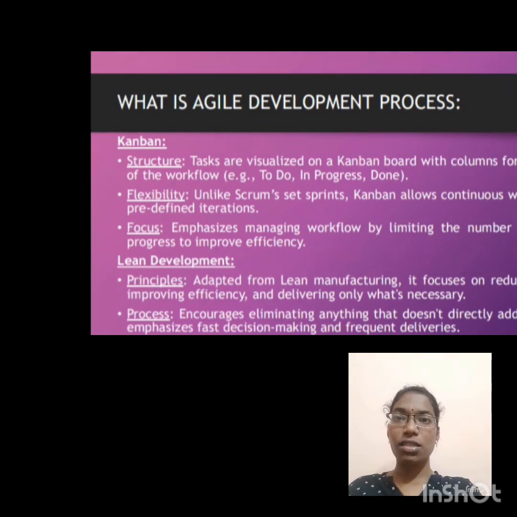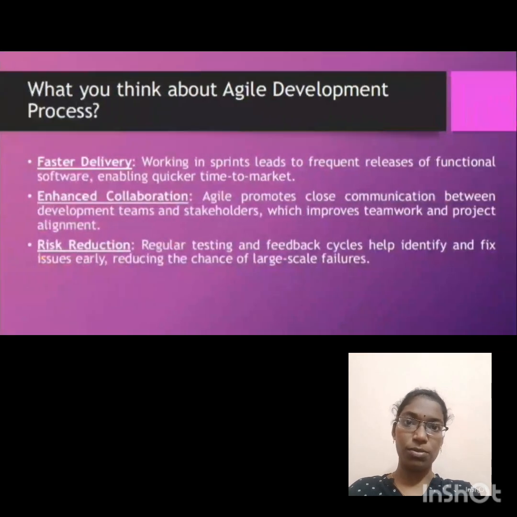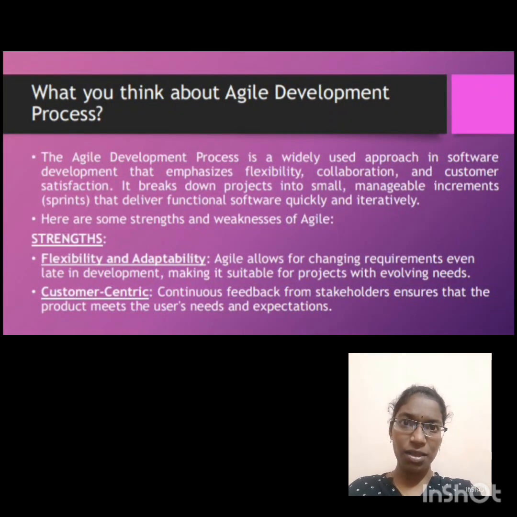Then a detailed description of the Agile development process. What do you think about the Agile development process? As I was discussing, flexibility, collaboration, customer satisfaction, and fast deliverables are achieved by the Agile development process. Agile is both an iterative and incremental process model. Here I list strengths and weaknesses of the Agile development process. So, strengths. Agile is flexible and adaptable. Changing requirements can also be addressed in the Agile development process. So it is flexible for customers with non-static requirements.